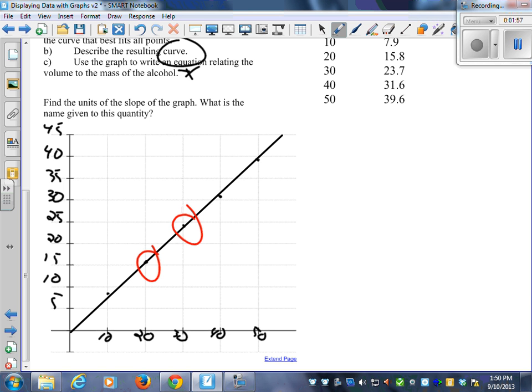Your graph might look different. Will you get a slightly different value for slope than me? Could be. Is that okay? Absolutely. It's the process that matters. Okay? It's the process that matters. So let's find the slope using those 2 data points.